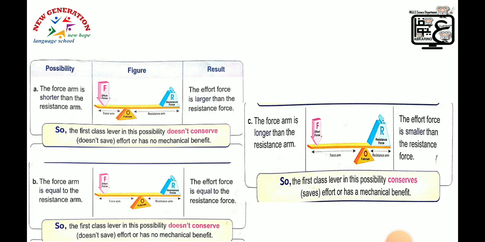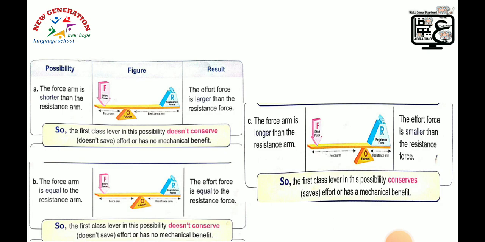Number two, look at the resistance arm and the force arm. Yeah, excellent, super Zaina. Zaina said the force arm is equal to the resistance arm. So the effort force is equal to the resistance force. You are amazing, Zaina. So the first class lever in this possibility doesn't conserve or doesn't save effort or has no mechanical benefit.